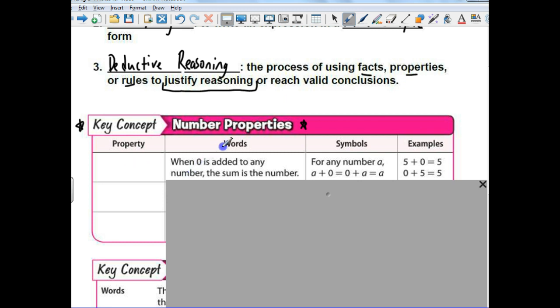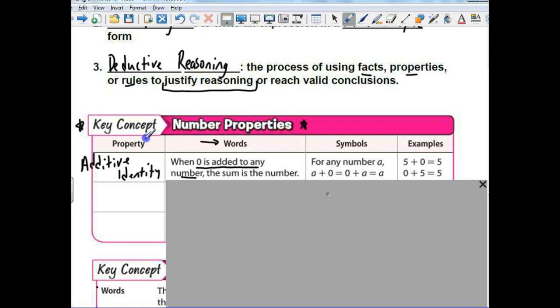What we're talking about here, let's look at the words first. If 0 is added to any number, just think about that for a moment. Consider what happens when 0 is added to a number. And hopefully you're thinking, well, the number doesn't change. And that's right. And we have a word for that. If you add 0 to a number, you know that it's that number. We call that, write this down, the additive identity.